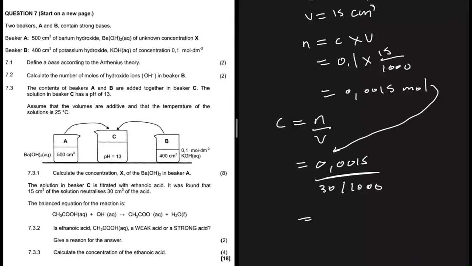Let me put that in my calculator real quick. So we have 0.0015 divided by 30 divided by 1000. That is equal to 0.05 moles per decimeter cube. And then you get your 18 marks.